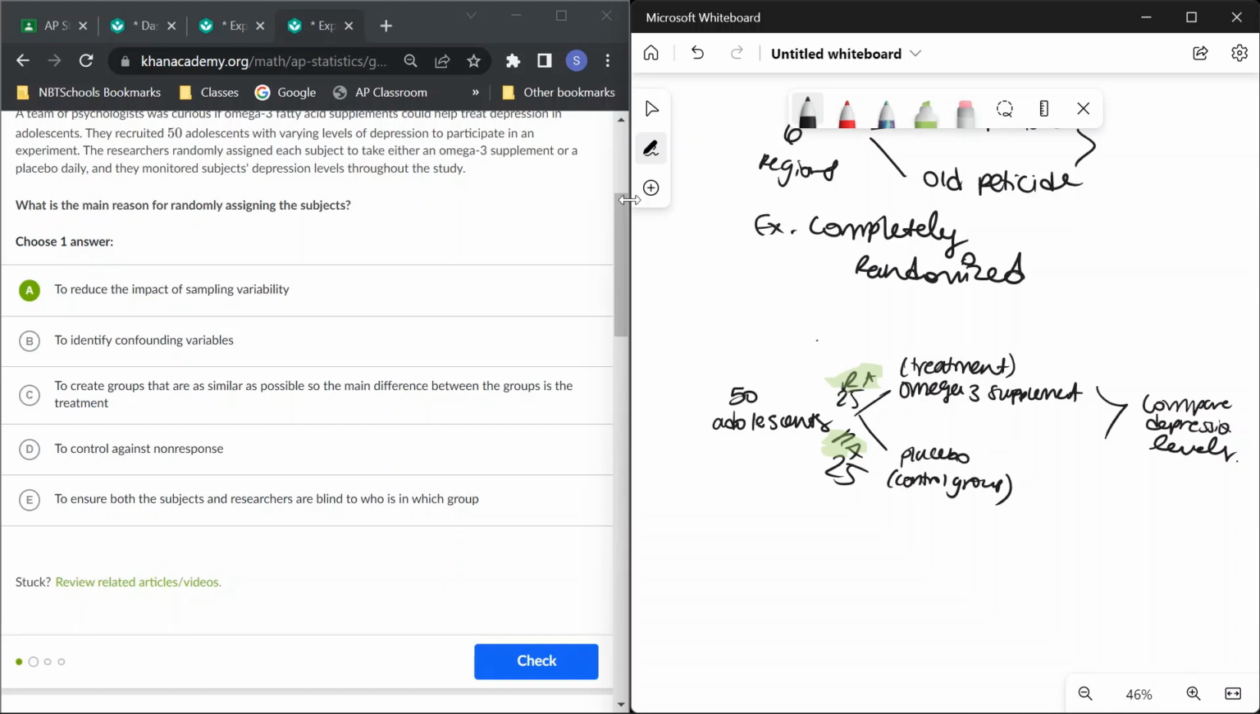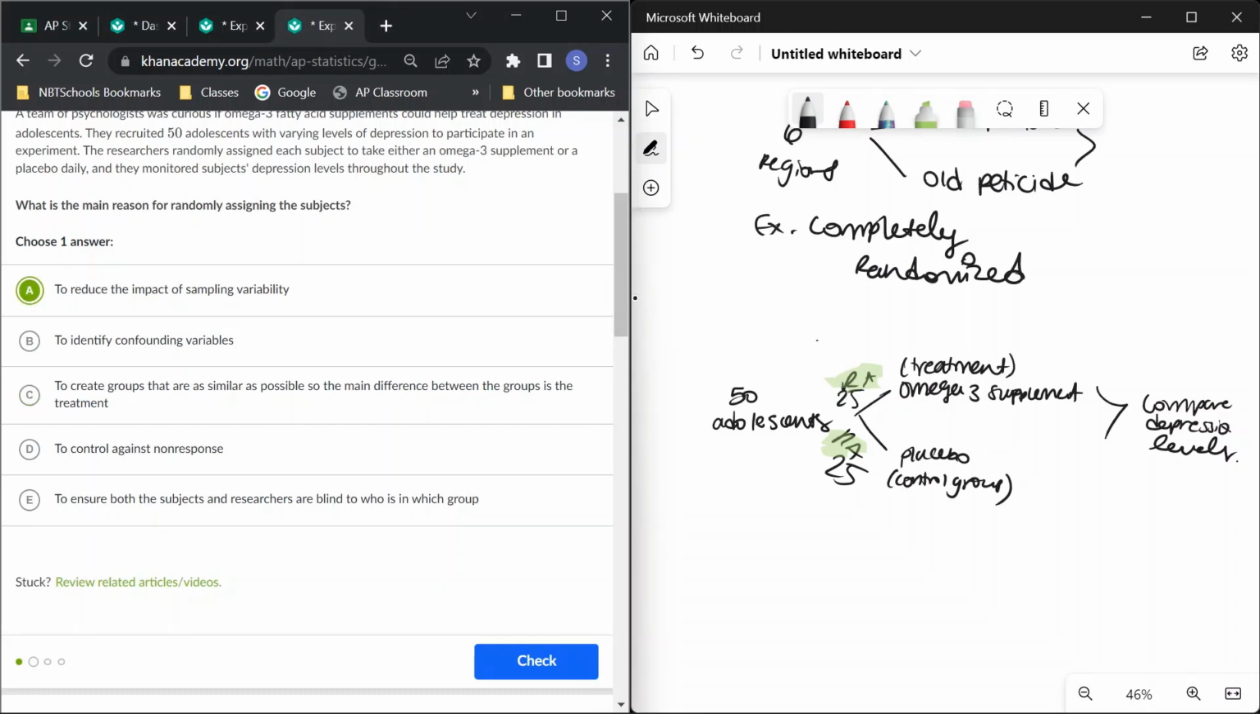What does that even mean? Sampling variability. So the way it differs. So how the samples differ. So reducing how the sample differs. So we want to have the closest possible samples that we can have, and that's what C is saying, so that they are as similar as possible, so the main difference between the groups is the treatment. So what in the world? A or C?